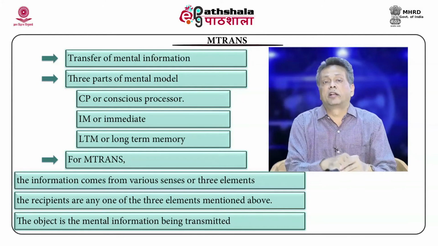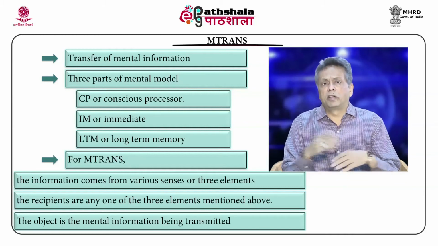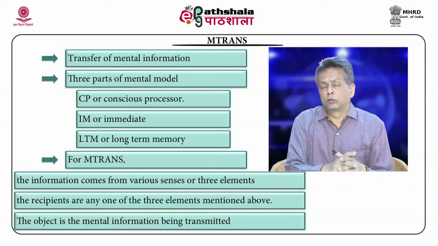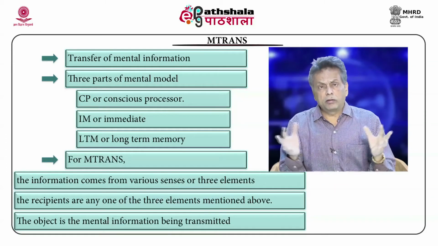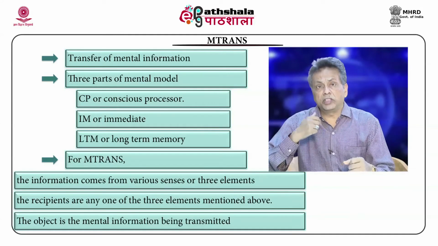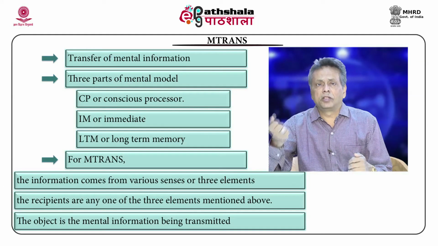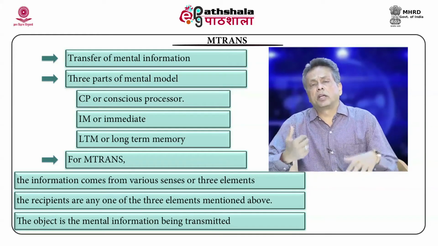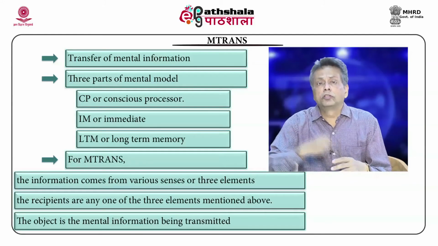Whenever a word like read, listen or hear is used, where mental information is being transferred, M-trans is used. We will see some examples of how to use this form, but this is a basic primitive that you must understand. When you talk about M-trans, information comes from various sources. For example, when you see, the information is coming from the eyes; when you hear, it is coming from the ears; when you touch and feel, it is coming from the other senses, and so on. So, the information from the various senses is coming in and being sent to the CP. Usually M-trans is used where such things are happening.